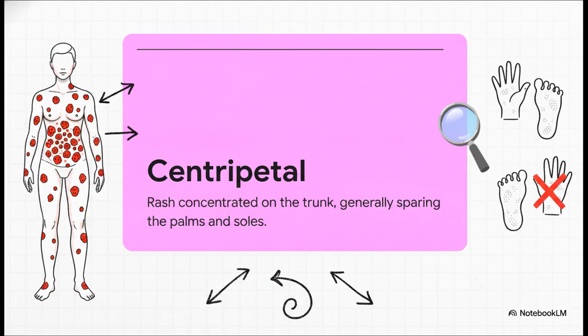On the flip side, chickenpox is centripetal. This means it focuses squarely on the center of the body, the trunk, and generally spares the palms and soles. So if a test question describes a patient with lesions covering their chest and back, but their hands and feet are totally clear, you're looking at chickenpox. If the palms and soles are involved, immediately pivot your thought process back to smallpox or Mpox.